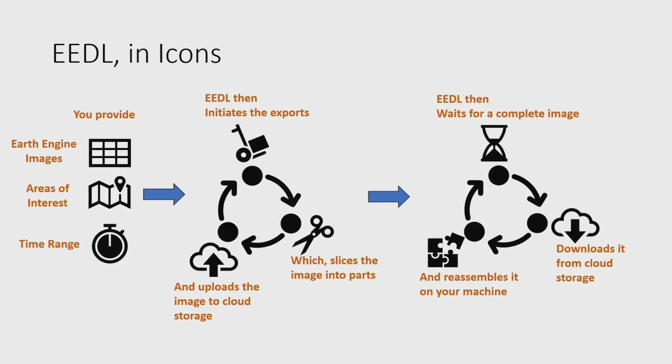So in icons, I'm not sure if this makes it clearer or less clear, but I have a lot of text, so here we go. But you provide Earth Engine images, your areas of interest, your time range, but basically you're slicing up and getting an Earth Engine image, as I talked about. And there are basically two loops here. You loop through and initiate all your exports, which slices the images up and sends them through cloud storage. I say cloud storage, it supports both Google Cloud Storage buckets, but also just Google Drive exports as long as you have the client on your computer.